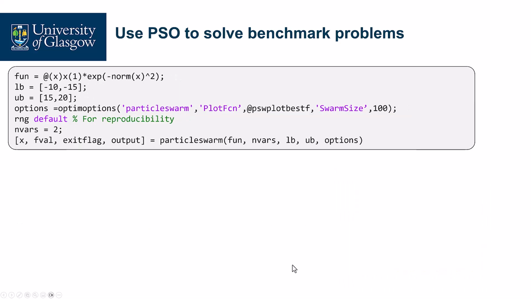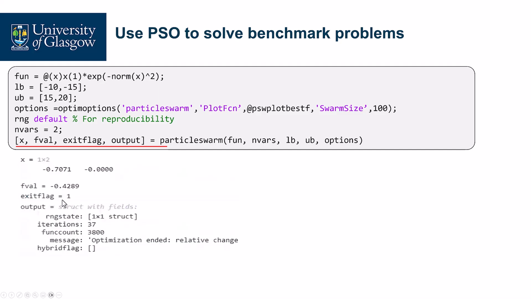Then at last, I put more outputs of this function. So what is the result? The exit flag is 1. You can check what 1 means from the last session's slides. This gives us the output, which includes all the information, for example, how many iterations have been used and the function evaluations.